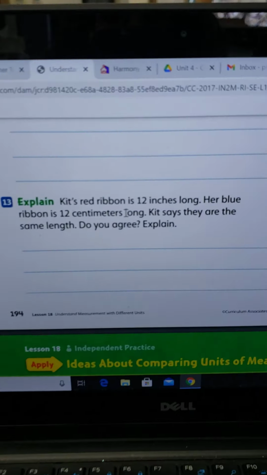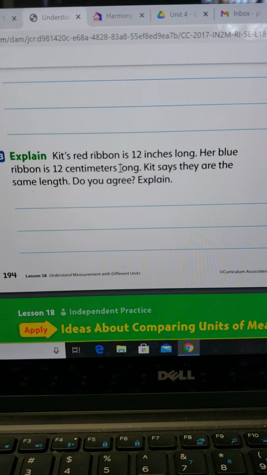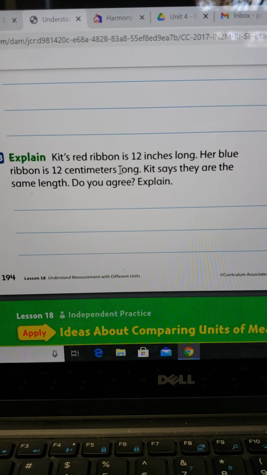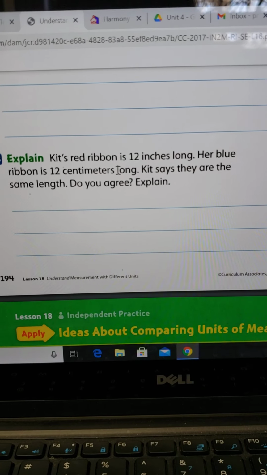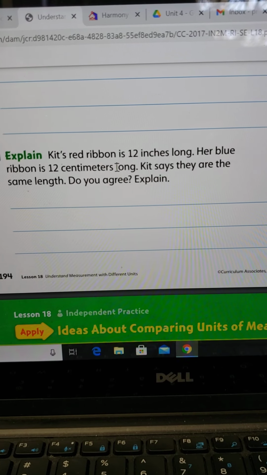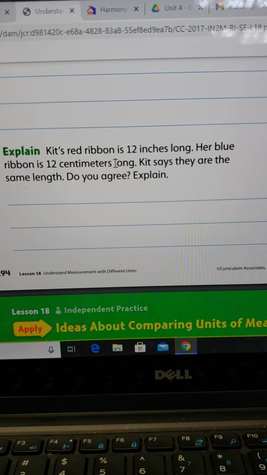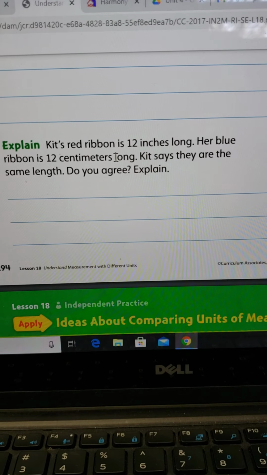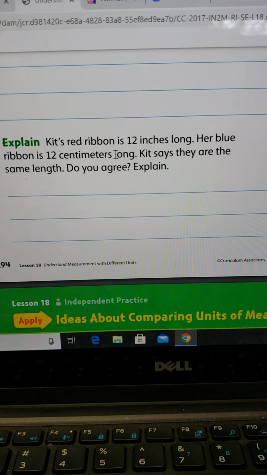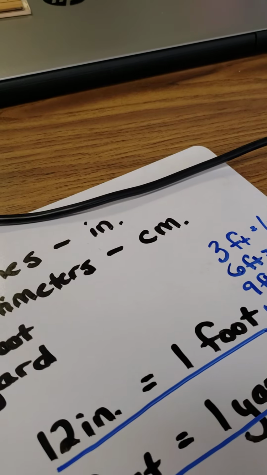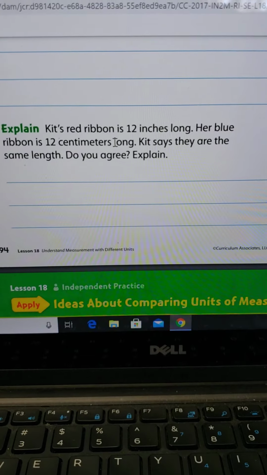So, are they the same length, these ribbons, if one is 12 inches and one is 12 centimeters? No, they are not the same, because inches and centimeters are not equal. That's what you're going to write there in that blank. No, because centimeters and inches are not the same length. Don't forget, you can use the shortened versions of inches and centimeters in your answer.